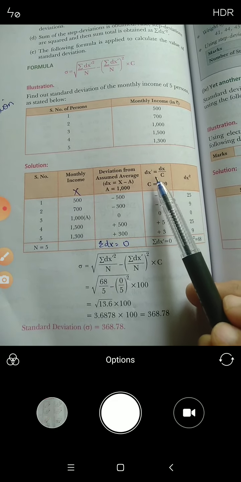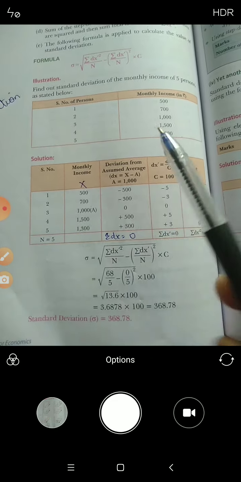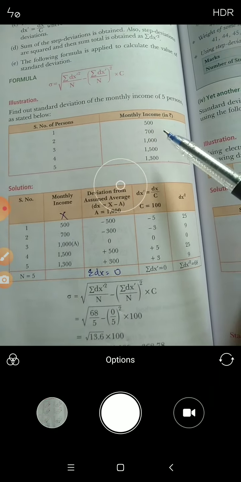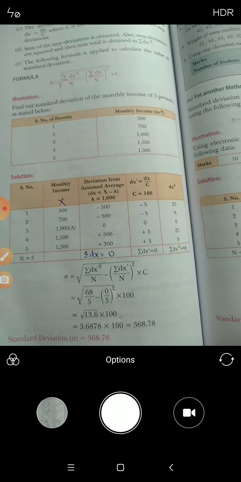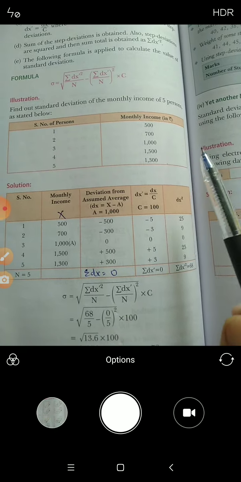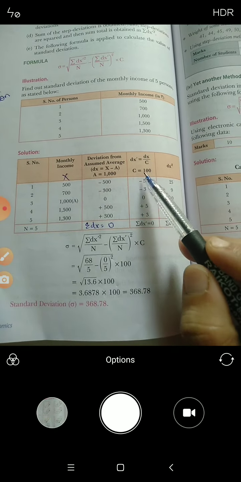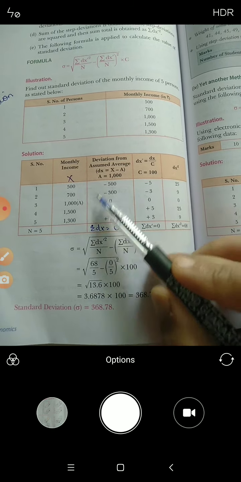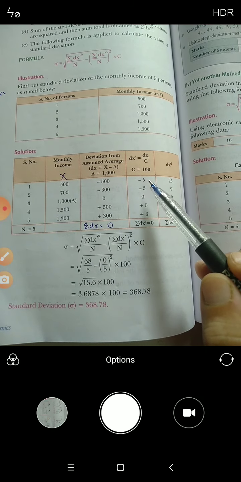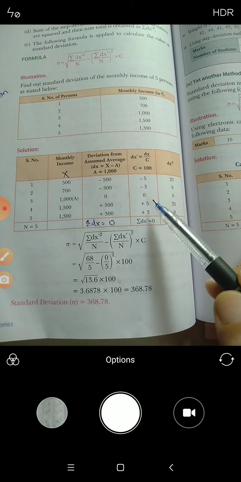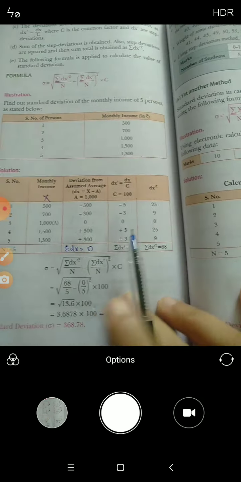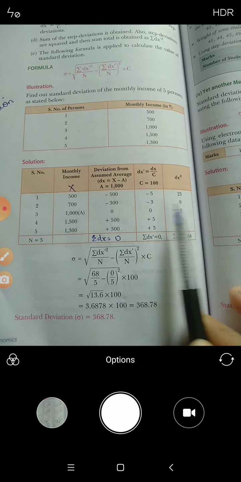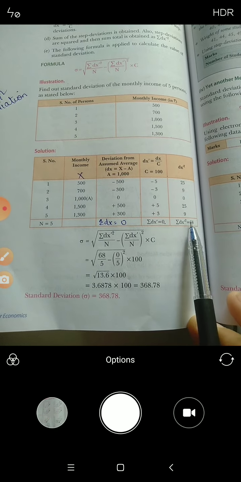d dash x means when we divide by the common difference. Over here we can say it's 500, then 700, it's 200. So we are not having a constant difference; we have taken the common difference as 100. So the common difference is equal to 100. When we divide these values by the common difference, we will get the values minus 5, minus 3, 0, 5 and 3. Clear? So squaring them, we will get 25, 9, 25, 9.